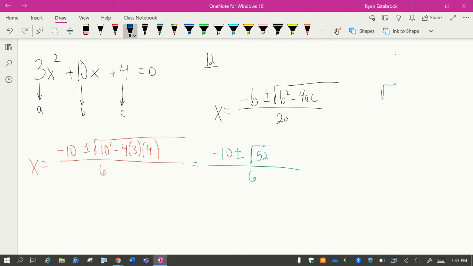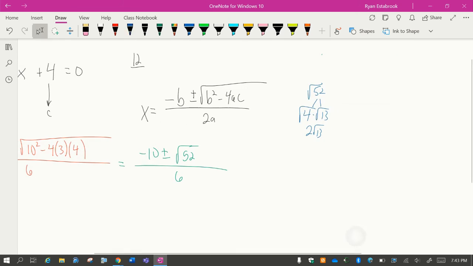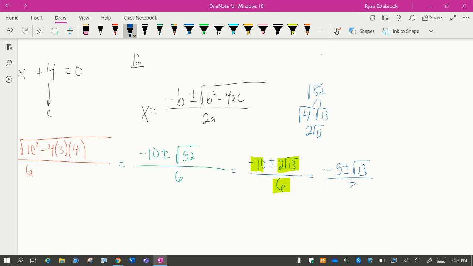But square root of 52 can be broken down into the square root of 4 times the square root of 13, which makes it 2 root 13. So I'm going to write this as negative 10 plus or minus 2 root 13 over 6. At this point, all three of those terms can now be divided by 2. So it's going to be negative 5 plus or minus the square root of 13 over 3.